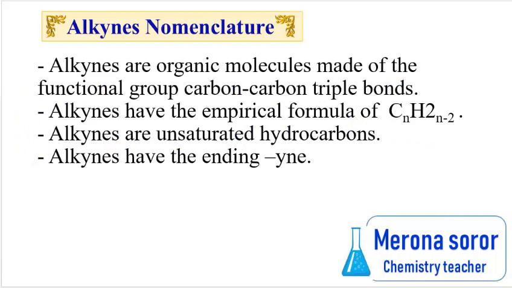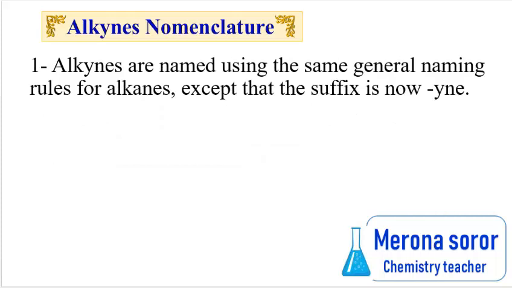Alkynes are organic molecules made of the functional group carbon-carbon triple bond. Alkynes have the empirical formula CnH2n-2. Alkynes are unsaturated hydrocarbons. Alkynes have the ending -yne. Step number 1. Alkynes are named using the same general naming rules for alkanes, except that the suffix is now -yne.